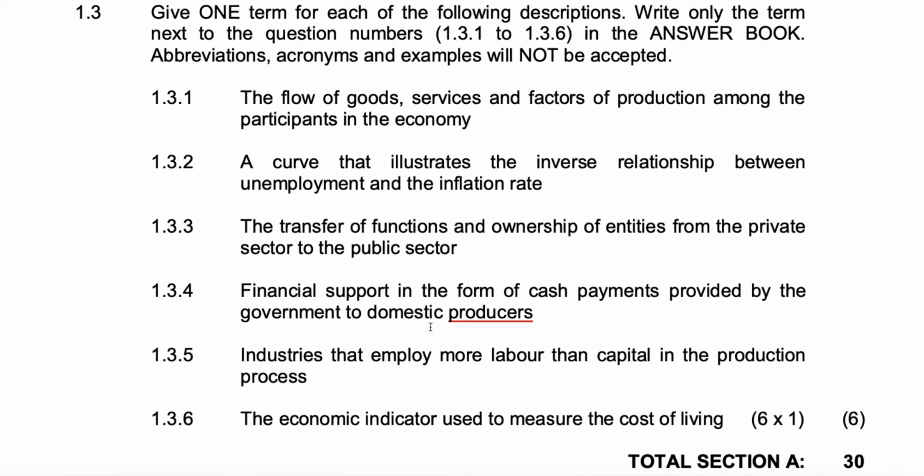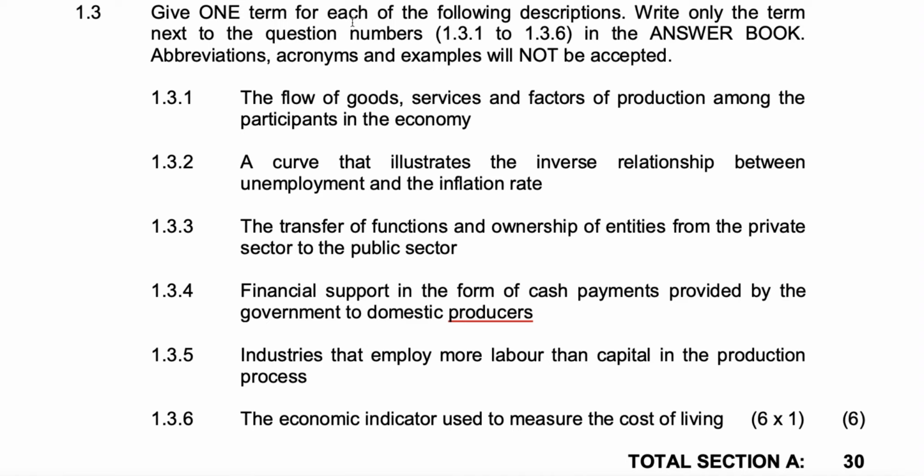So if you're not careful, you read everything here and run to say a grant, a social grant, or benefits in kind, or something like that. Be careful. Producers make the answer either this or that. Industries that employ more labor than capital, they are labor intensive. Then the economic indicator used to measure cost of living, that will be CPI. If it said production, it would be PPI.